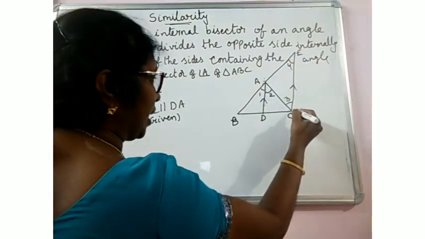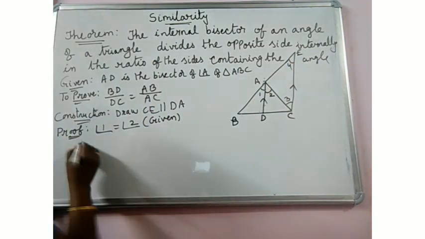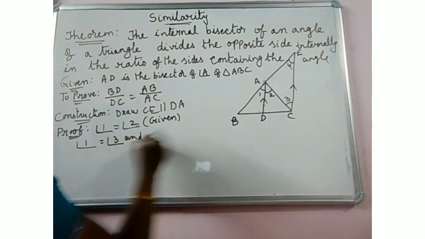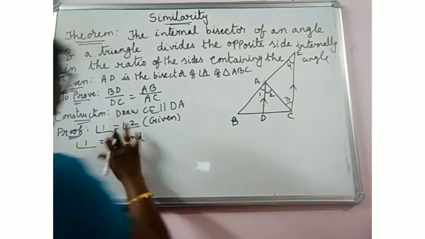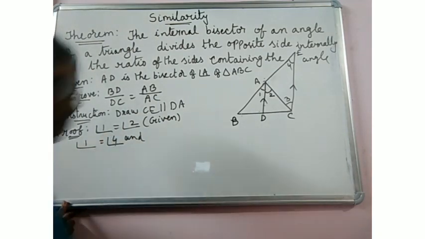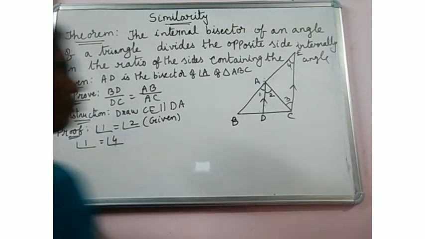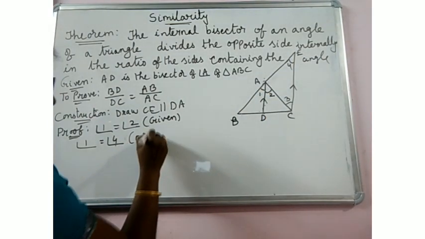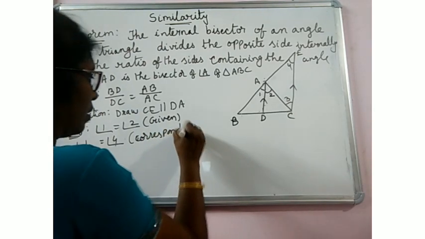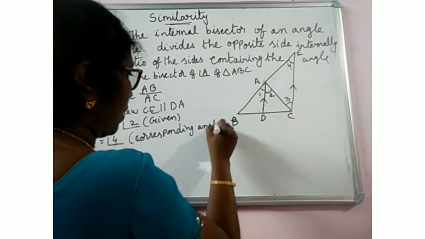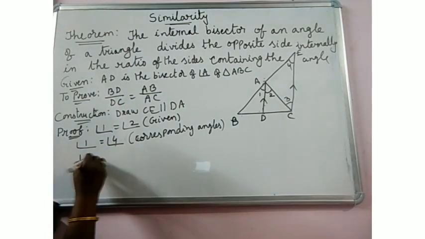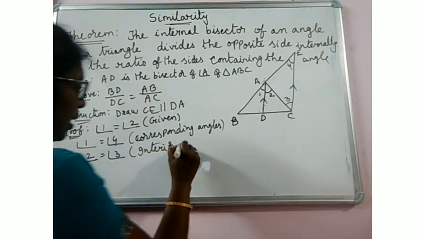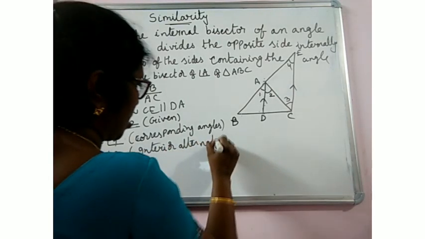But AD is parallel to CE, so angle 1 is equal to angle 3, and also angle 1 is equal to angle 4. Angle 1 is equal to angle 4 because these two are parallel and they are corresponding angles. Corresponding angles are equal if the lines are parallel. And angle 2 is equal to angle 3 because they are interior alternate angles.